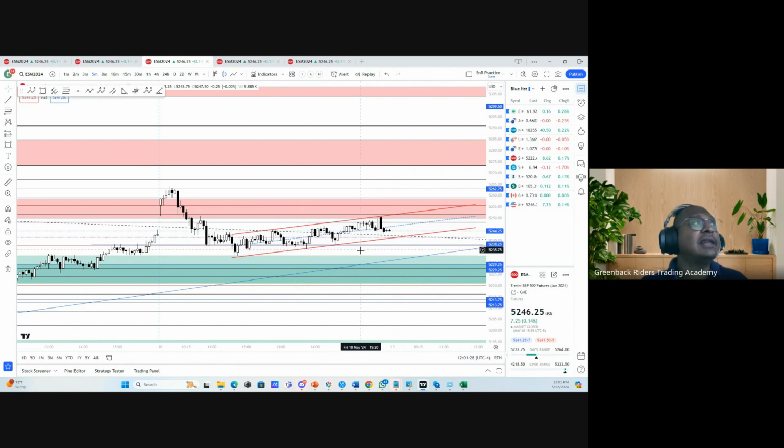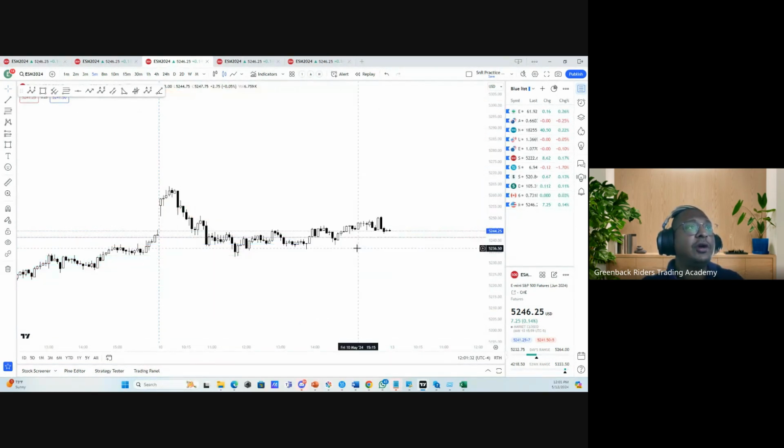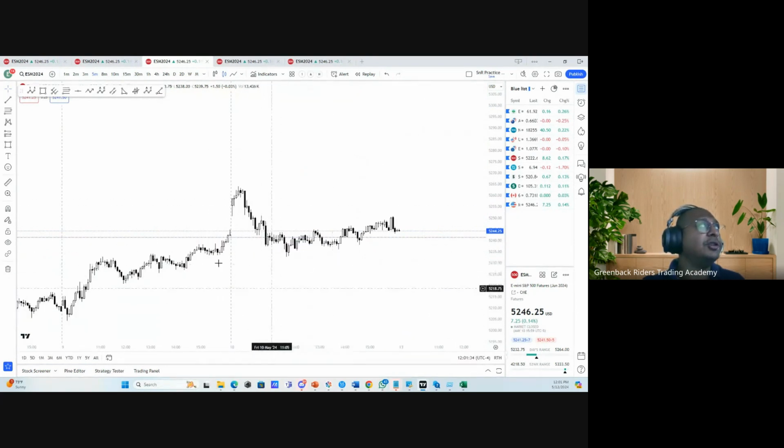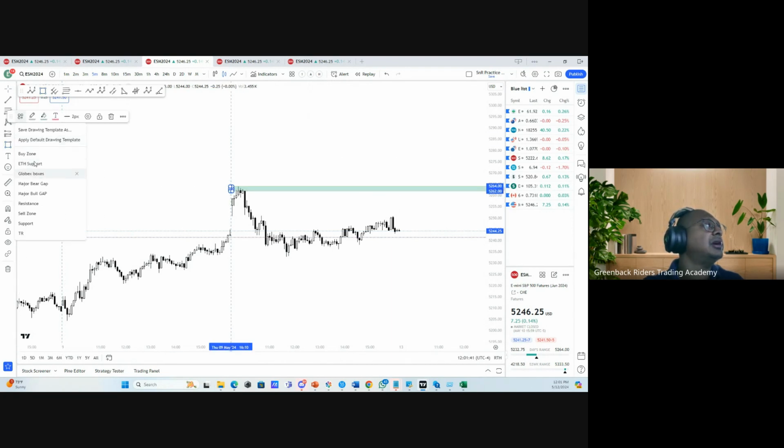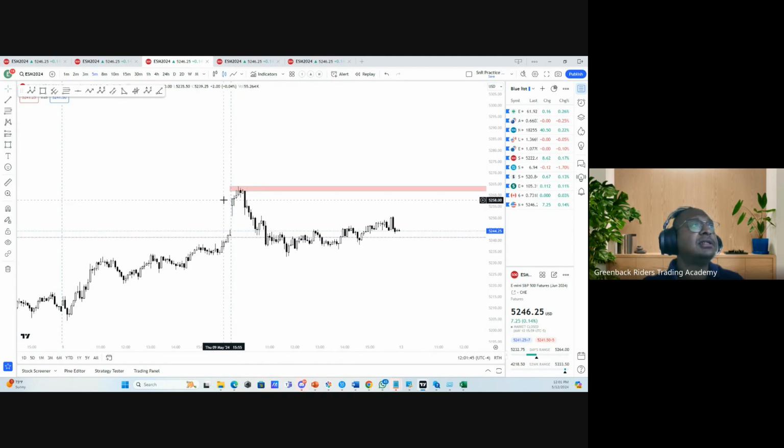Okay, so this is how I charted my, I put my things here. I will show you how I do the support resistance on the intraday as well. So this will be my resistance area. Let me mark this as sell zone. This is my resistance area, my first resistance.